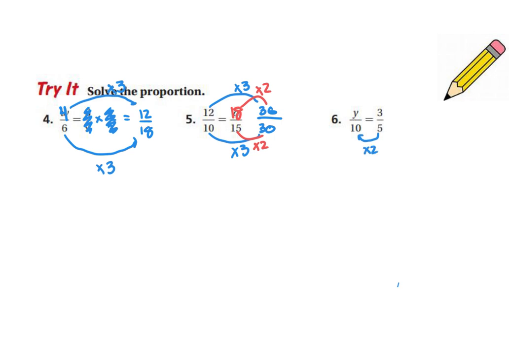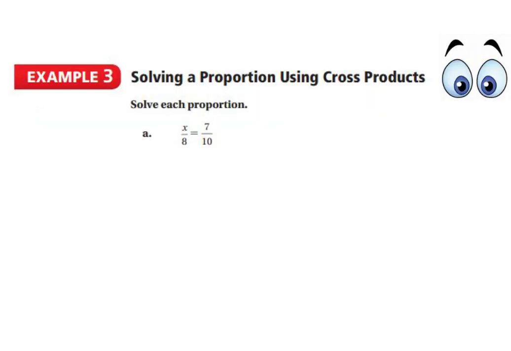5 times 2 is 10, so 3 times 2 is 6. Now, honestly, I would prefer that you just use your math knowledge and your common sense to solve proportion problems the way I've been showing you. However, there is another strategy called cross multiplication.